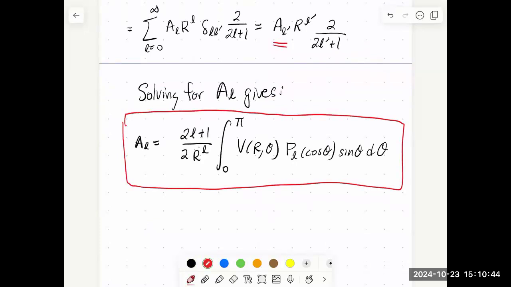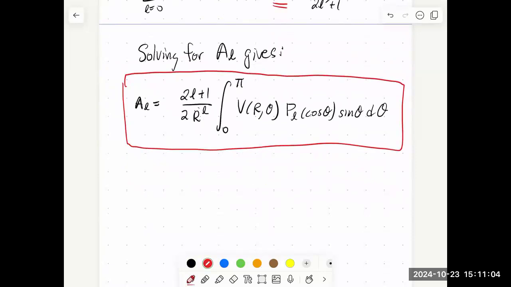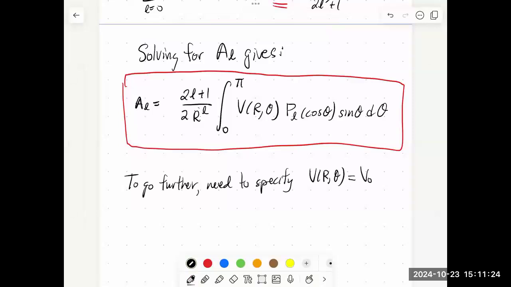And so there's our coefficients. The only way that we could go further is if somebody tells us what this function is. But this is a general solution for any Laplace type problem in spherical coordinates with azimuthal symmetry. Okay, so to go further, we need to specify V of theta, for example V naught of theta. Let's suppose V naught of theta is equal to K sine squared of theta by 2, where K is some constant.